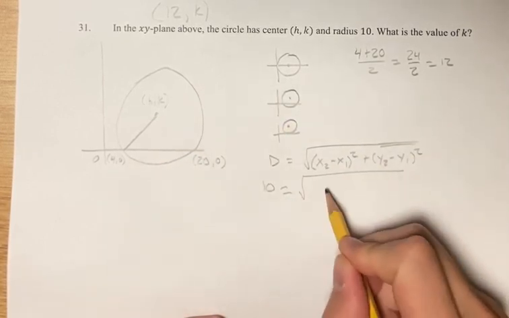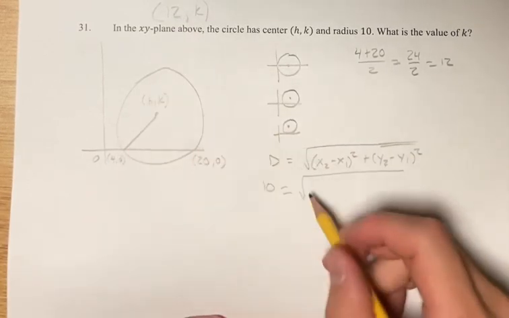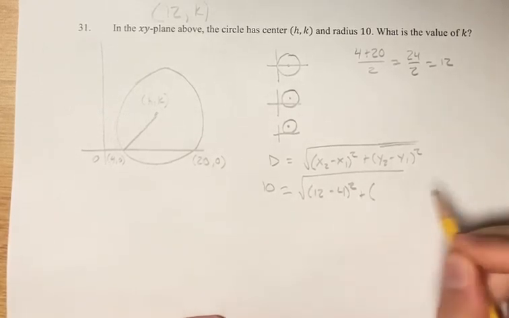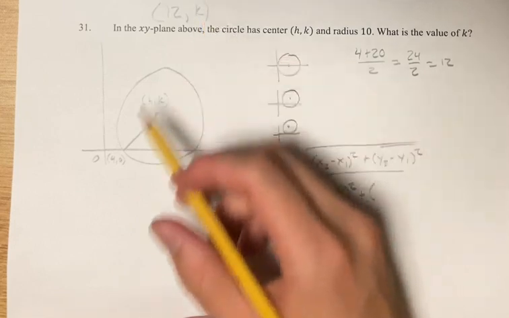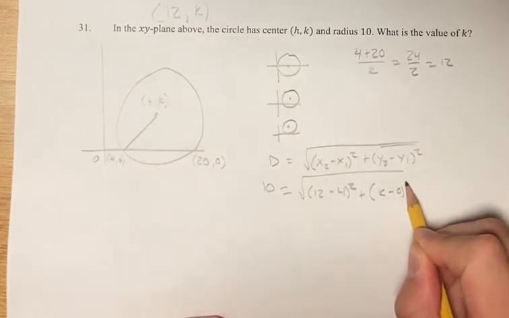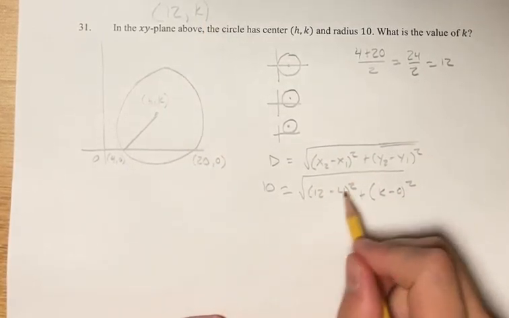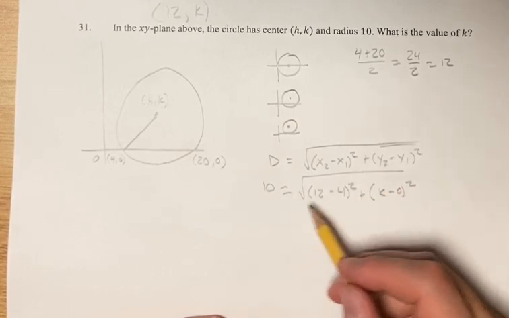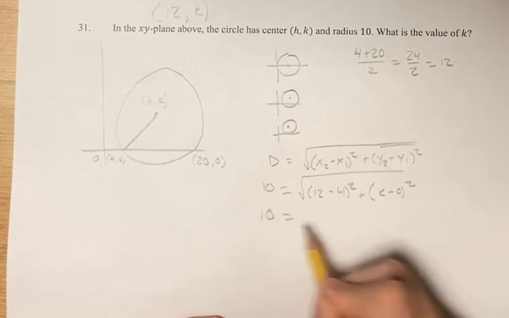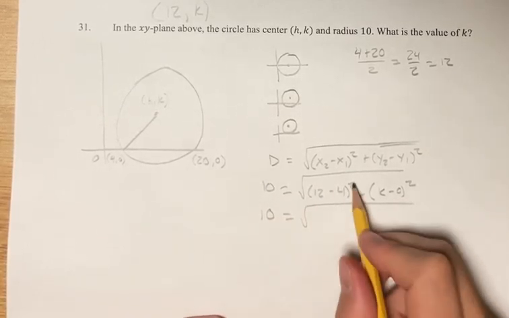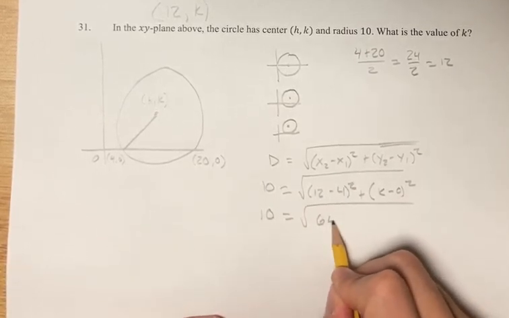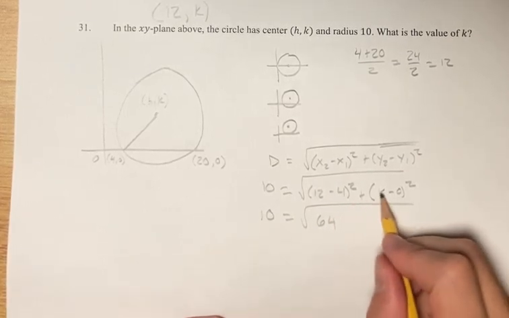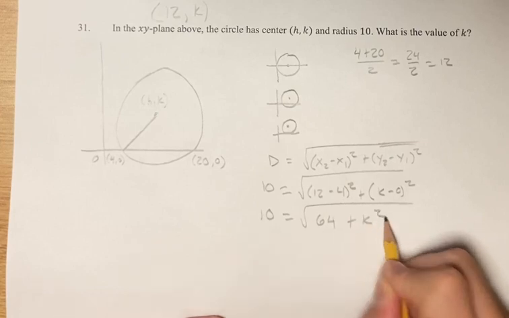And then the two x values are going to be 12 and 4. So we have 12 minus 4 squared plus the difference in y values. We have k and 0. So k minus 0 squared. It doesn't matter if you did 4 minus 12 because 12 minus 4 squared is the same as 4 minus 12 squared. 12 minus 4 is 8 squared, so that's 64. And if you did the other way, it would be negative 8 squared, which is also just 64. Plus k minus 0 squared is plus k squared.